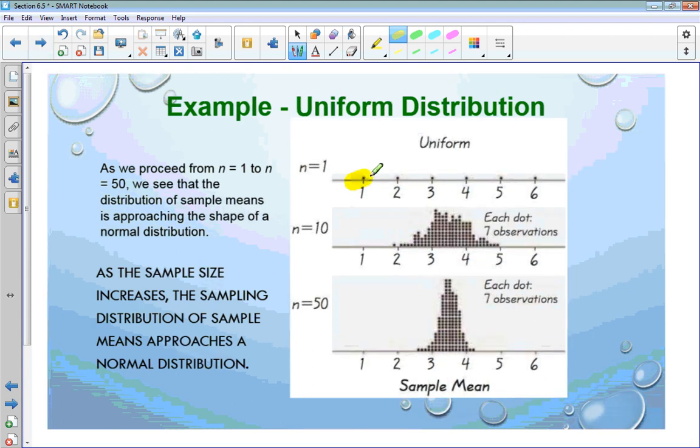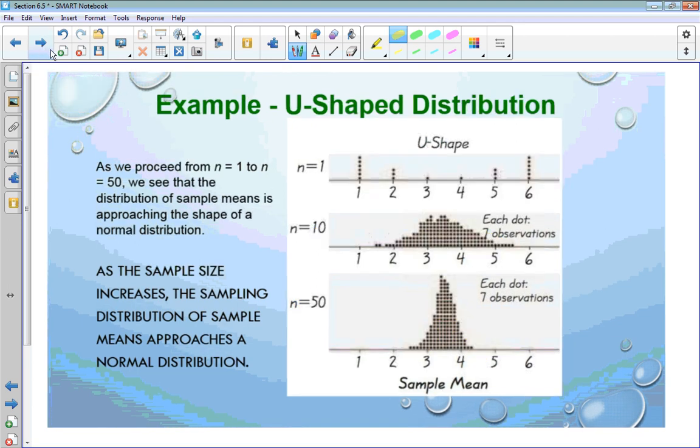Even when in the beginning that distribution is uniform, notice that we got to an n of 10. At an n of 10, it's not great, but it's getting better towards that normal distribution. But look at n of 50. Wow, getting to have a normal distribution for sure. Even if we have a U shape to begin with. Now we're moving again, n of 10. With an n of 50, we have a very normal distribution.